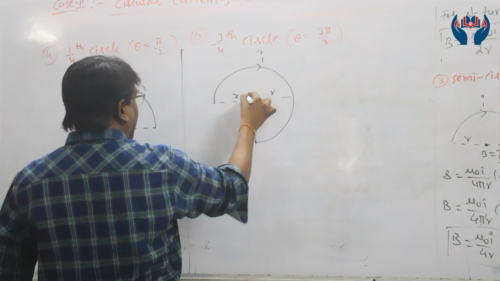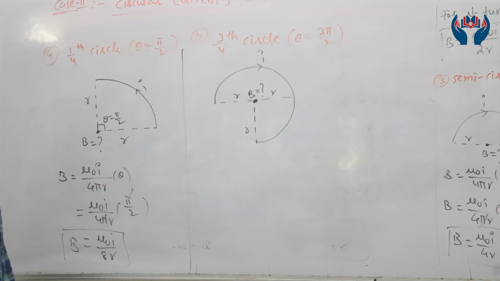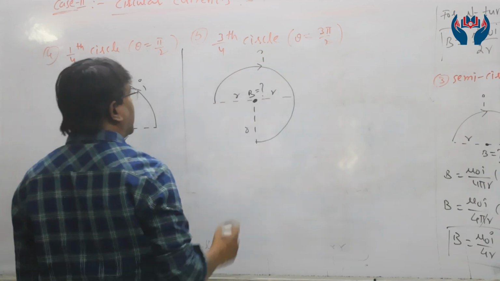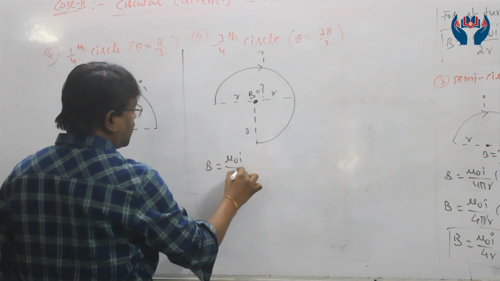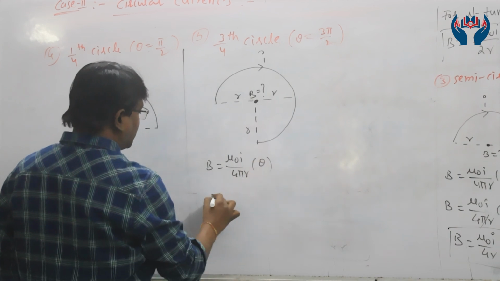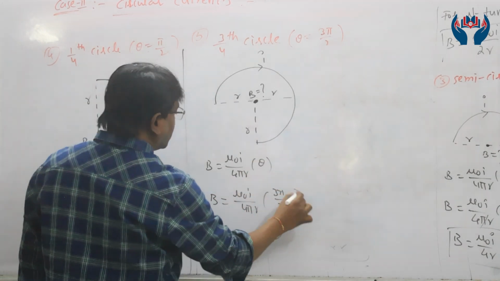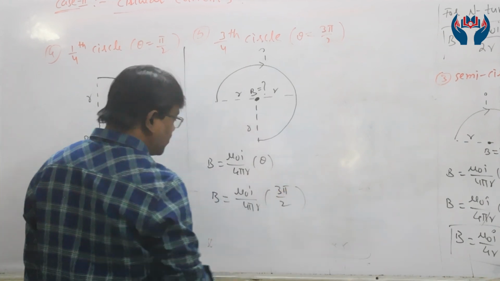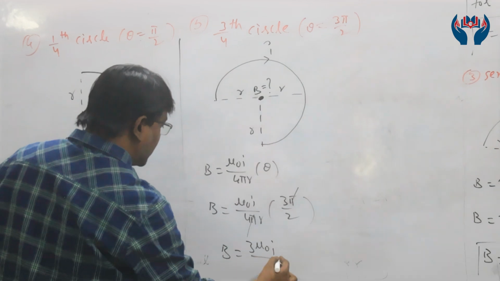What is the magnetic field at the center of this 3 by 4th circle? So in this case, the angle made by the 3 by 4th circle is 3 pi by 2. Okay. Now what is the magnetic field formula? Mu naught I by 4 pi r into theta. What is the theta value? Mu naught I by 4 pi r into theta value 3 pi by 2. By solving here, pi cancels. Now what is the magnetic field? 3 mu naught I by 8 r.